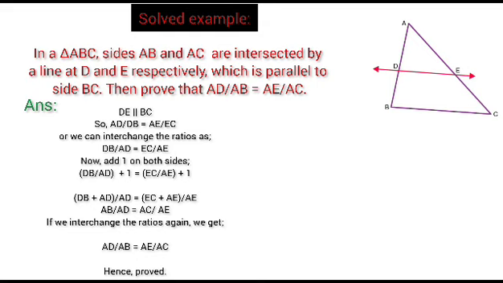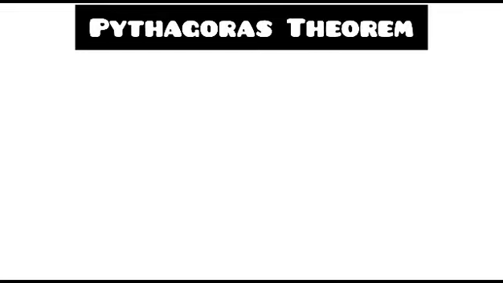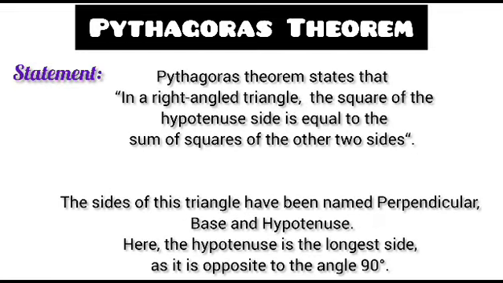Now add 1 on both sides. So it becomes DB plus AD divided by AD is equal to EC plus AE divided by AE, which is AB divided by AD is equal to AC by AE. If we interchange the ratios again, we get AD by AB is equal to AE by AC. Hence, proved. Now, another important concept is Pythagoras theorem.